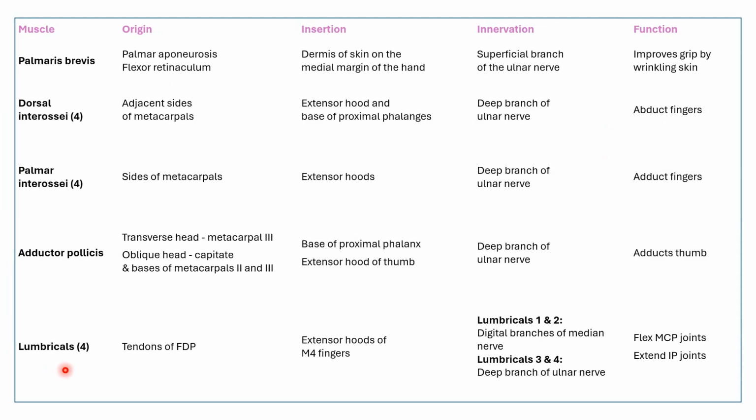Next muscle is lumbricals. There are four lumbricals. Origin from tendon of flexor digitorum profundus and insert to extensor expansion or extensor hood of medial four fingers. Lateral two lumbricals, or first and second lumbrical, are innervated by the digital branch of the median nerve, and third and fourth, or medial two lumbricals, are innervated by the deep branch of the ulnar nerve. The function of lumbricals is to flex the metacarpophalangeal joint and extend the interphalangeal joint.